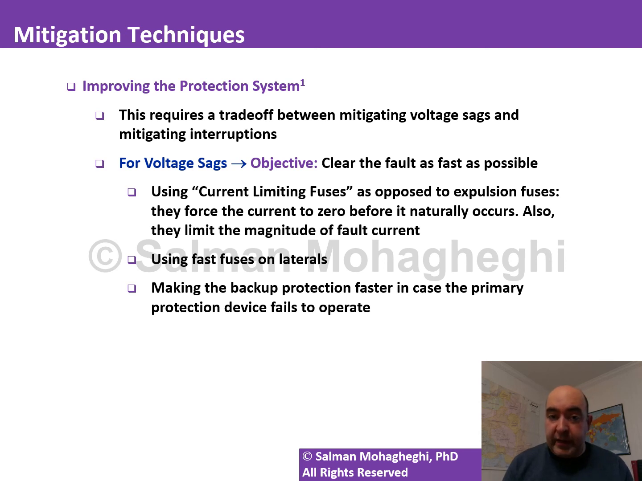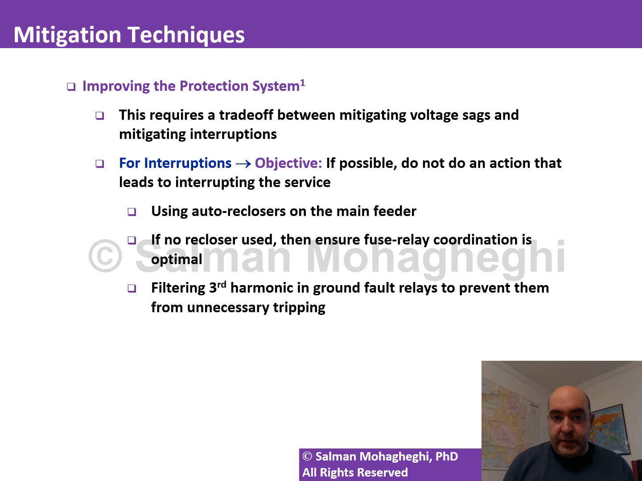In addition to that, they have a benefit of being able to limit the magnitude of fault current. So this way, in terms of voltage sags, the benefit would be twofold. The duration of the event would be less, and the amount of dip in the voltage that we get would be less. So this is if we want to improve the situation related to voltage sags. How about interruptions? So for interruptions, our objective would be different.